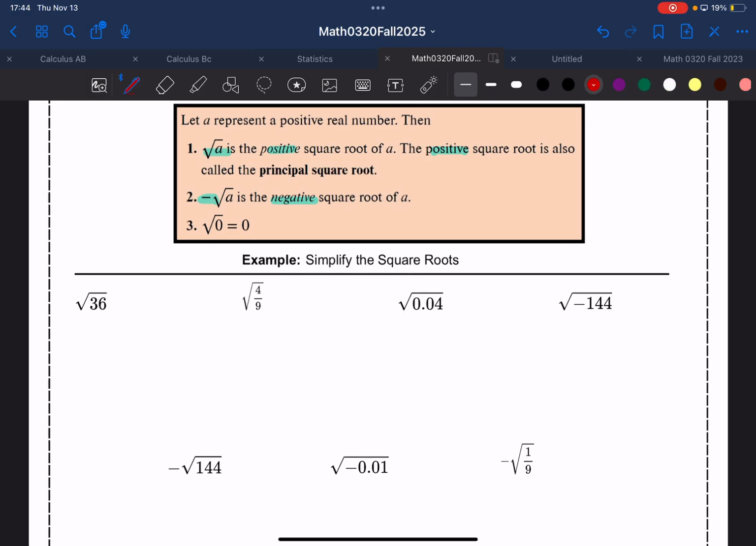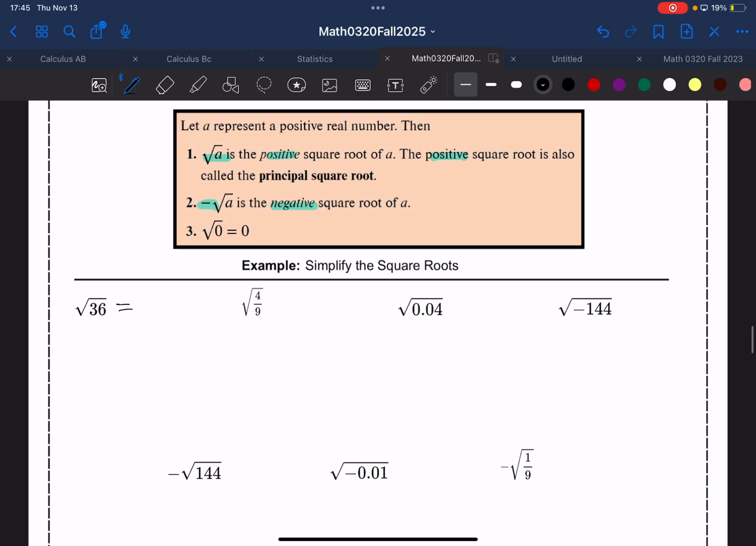Okay, so the next part is saying simplify square roots. So when simplifying these square roots, if we know what the square root is, it's simply just, okay, we either recall it or we plug it into the calculator. So for example, the square root of 36 is 6. And we know that because 6 times 6 is 36. Or another way to think about this is 6 squared equals 36.